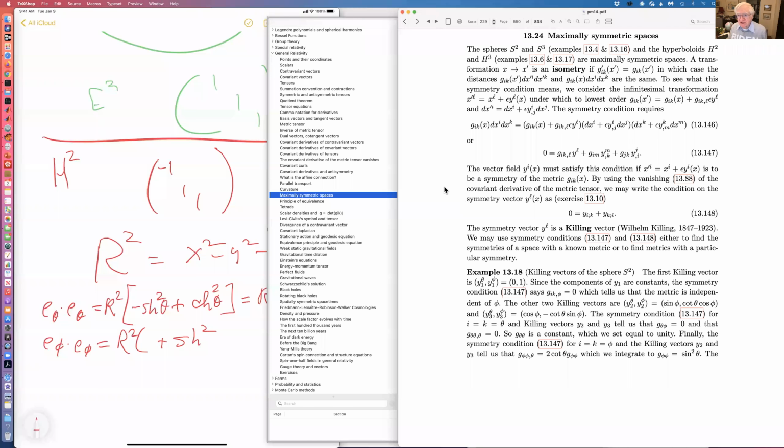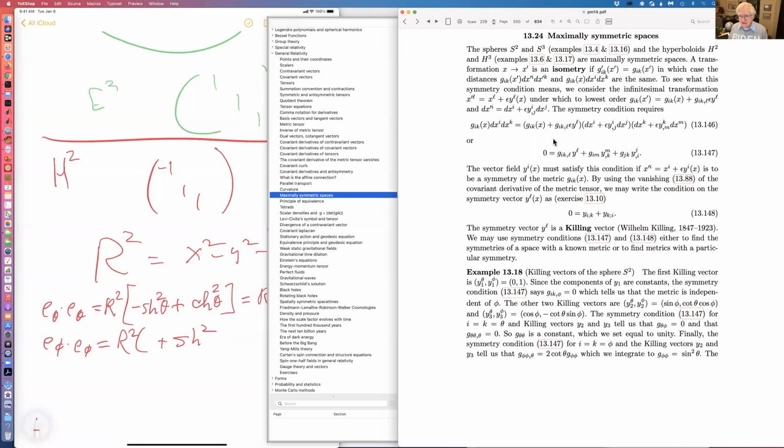Let me get to maximally symmetric spaces. I'm not going to go through this in detail, but you wouldn't be surprised to hear that the sphere S2 is a maximally symmetric space. After all, you can't get any rounder than a sphere. There are only 3 maximally symmetric spaces. One is the sphere, another is the hyperboloid that we just talked about, and the third is just simple Euclidean space.